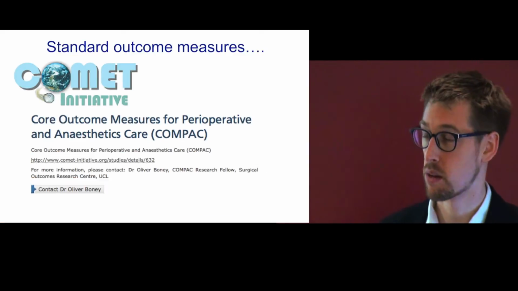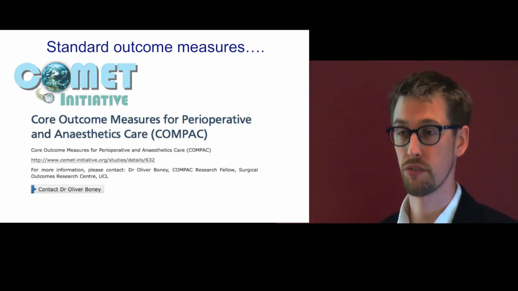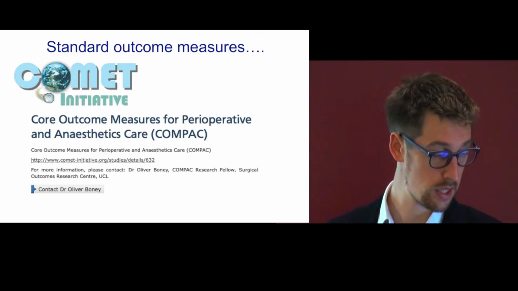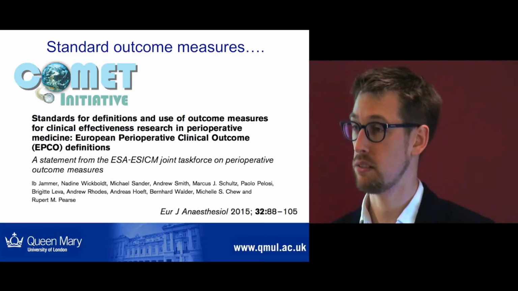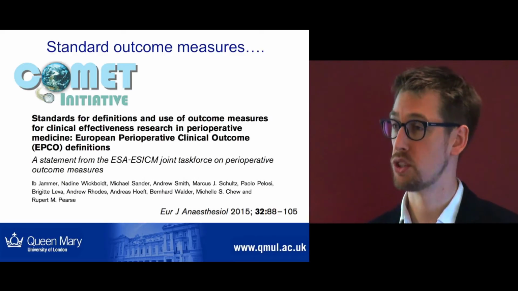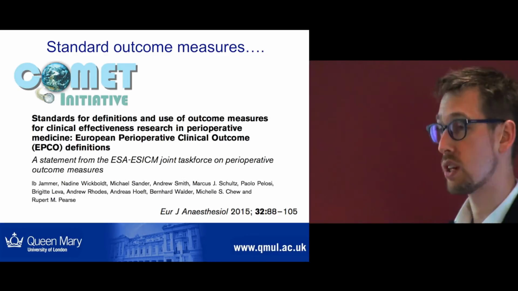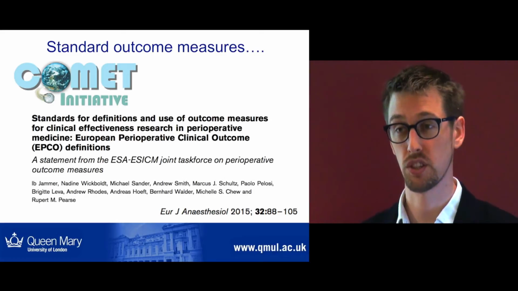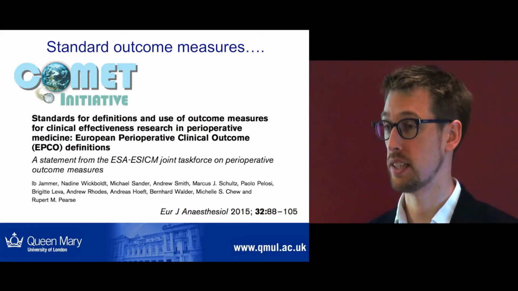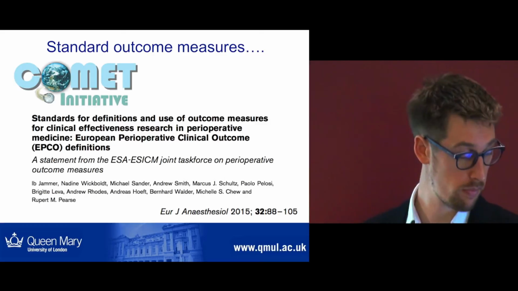So we spoke about standard outcome measures yesterday, and I showed you an initiative for defining core outcome measures in perioperative medicine. There was this paper by Jammer and colleagues looking at defining core outcome measures in anaesthesia and critical care. And as I said yesterday, this is a really interesting paper. If you're thinking about how to design studies, I would encourage you to use a clearly defined outcome measure with a clear definition that's comparable across other studies as well.